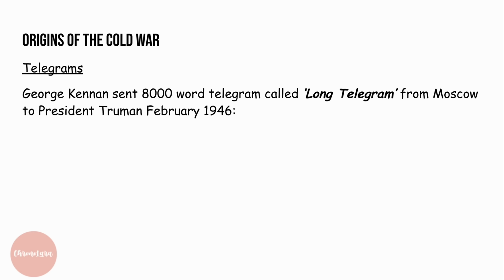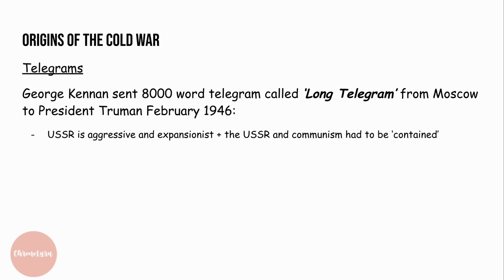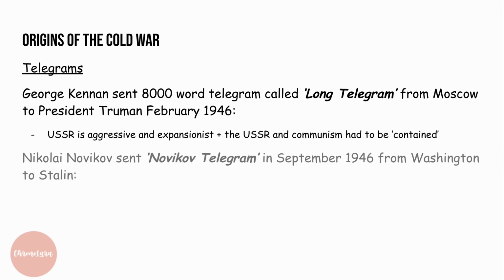Telegrams. George Kennan, ambassador and works at the embassy at Moscow, sent an 8,000-word telegram called the Long Telegram. Called the Long Telegram because it's 8,000 words, quite long for a telegram. He sends it from the Moscow embassy to President Truman in February 1946. In brief, he says the USSR is aggressive and expansionist, and the USSR and communism had to be contained.